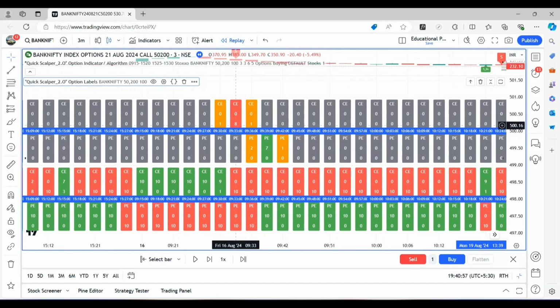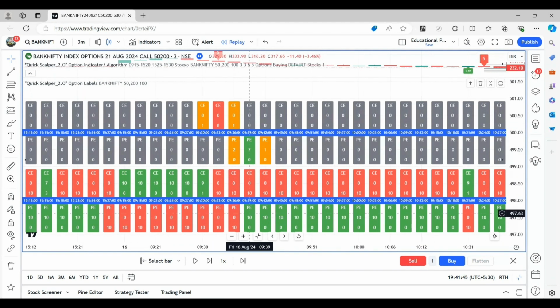In this, the sellers are active in the call option. Almost 8 strike prices have active sellers. Based on the sellers' pressure only we are going to take the entry, and in the downside we are making the confirmation. For extra confirmation we have this label also. The sellers are active in almost 10 strike prices.